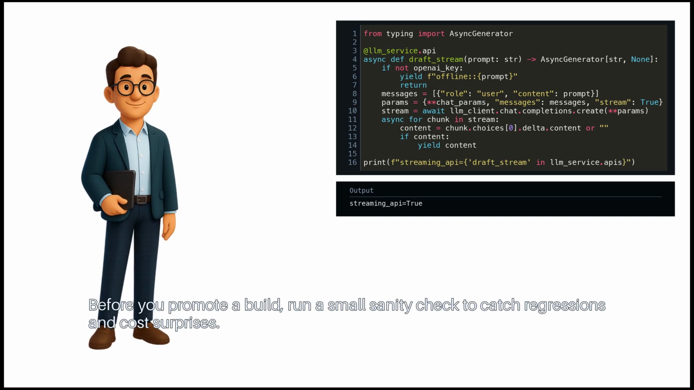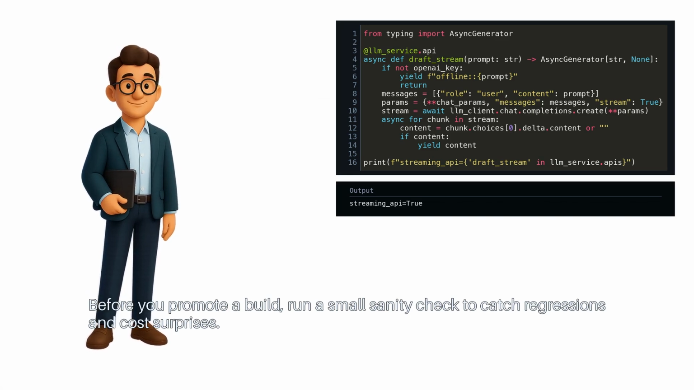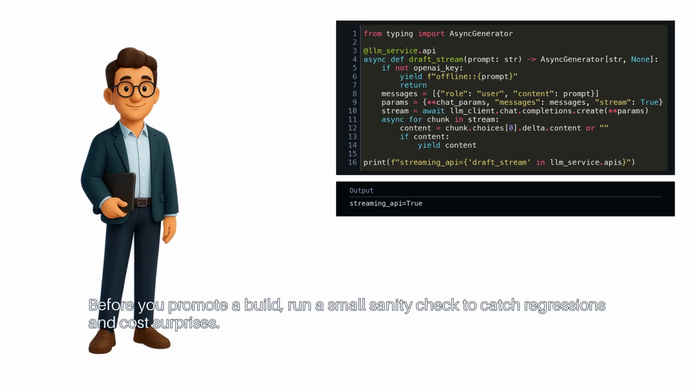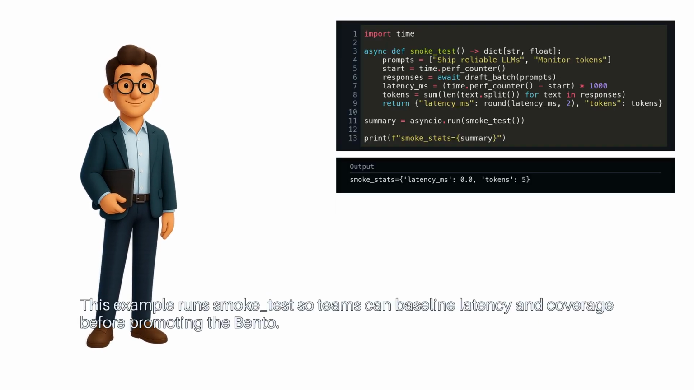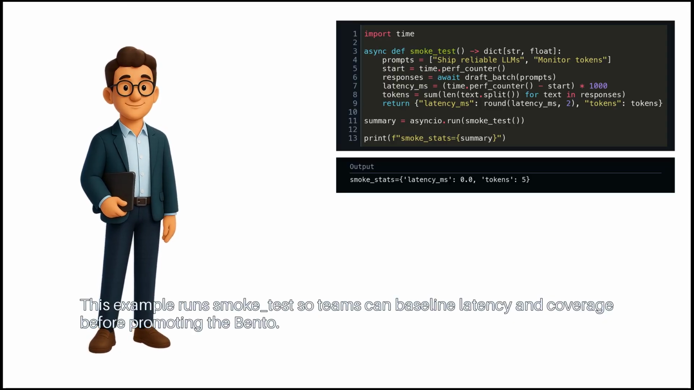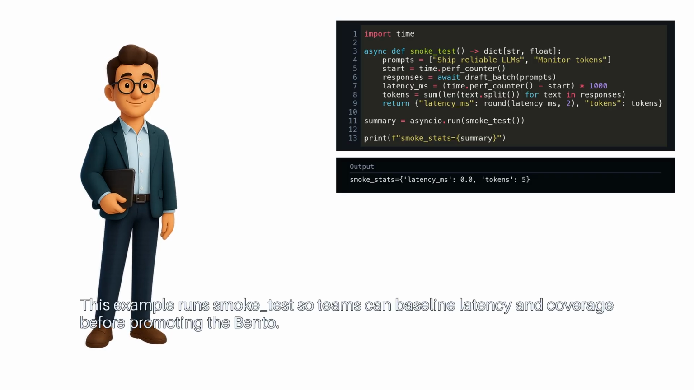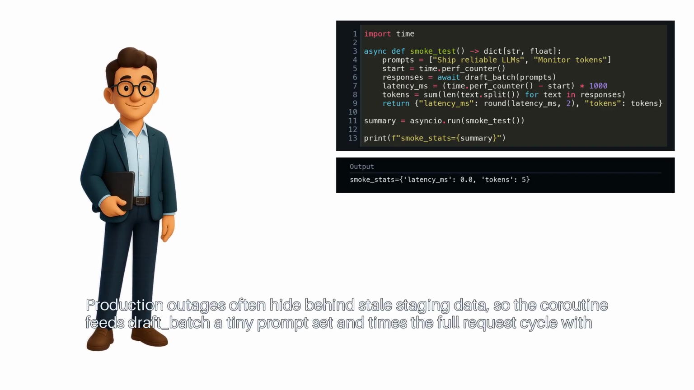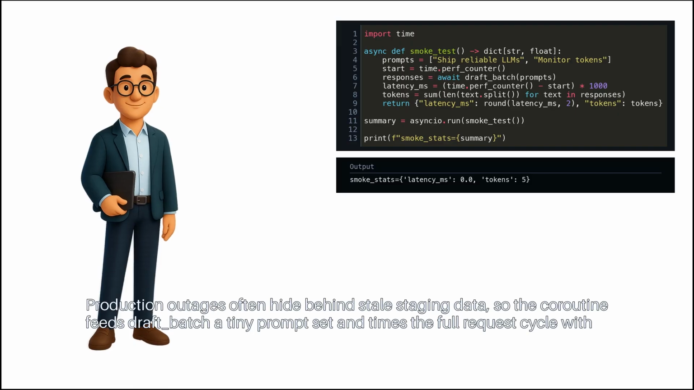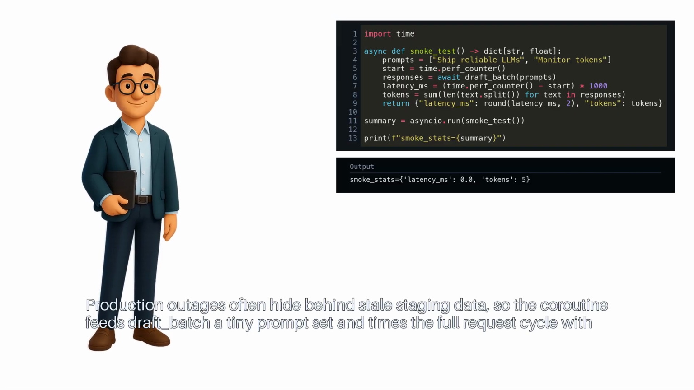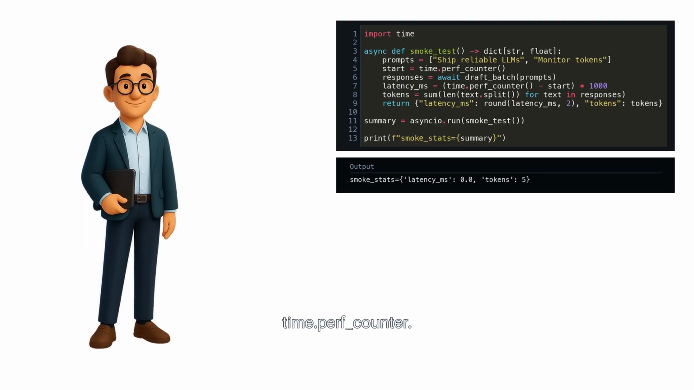Before you promote a build, run a small sanity check to catch regressions and cost surprises. This example runs smoke_test, so teams can baseline latency and coverage before promoting the bento. Production outages often hide behind stale staging data, so the coroutine feeds draft_batch a tiny prompt set and times the full request cycle with time.perf_counter.